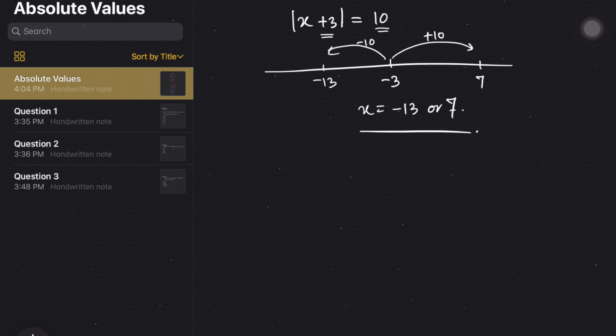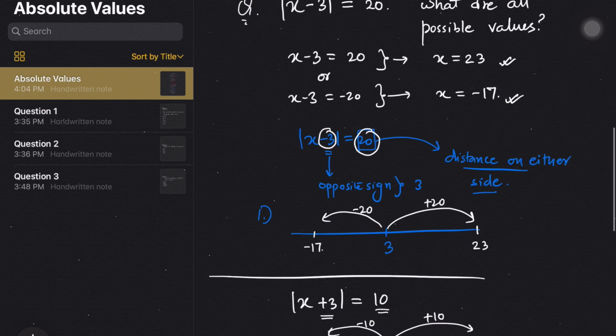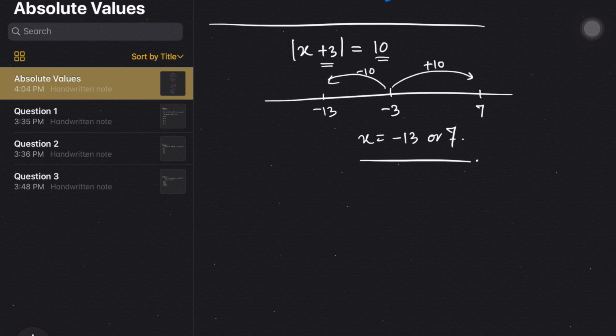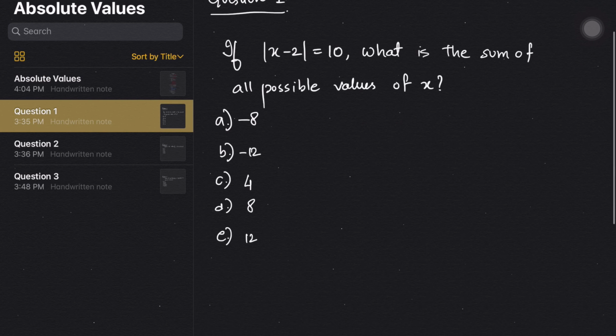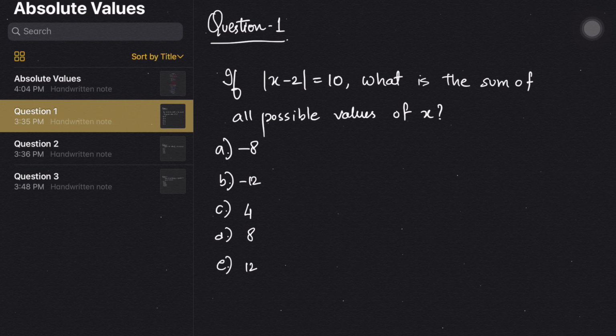I hope you understood the whole thing. So we'll try to use this current knowledge that we have gained till now on the questions that we have for you. For example, this question says that if the absolute value of x minus 2 is equal to 10, what is the sum of all possible values of x?